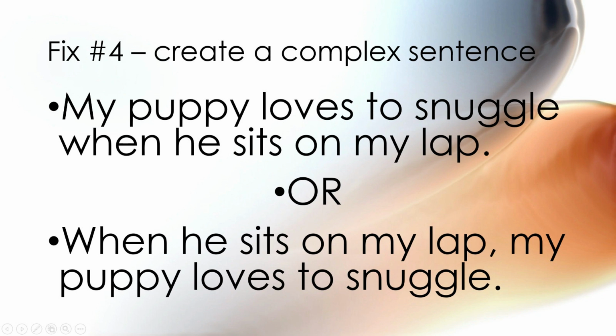The word when is a subordinating conjunction. My puppy loves to snuggle when he sits on my lap. Now I've got some sort of connector there between those 2 independent clauses. In fact, what happens is that second independent clause turns into a dependent clause, but that's really not what the lesson is here for today. I want you to just understand that there are a number of words, subordinating conjunctions, that you can use to connect 2 independent clauses and take care of a run-on problem.